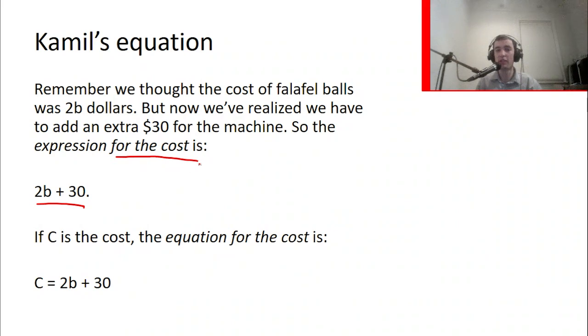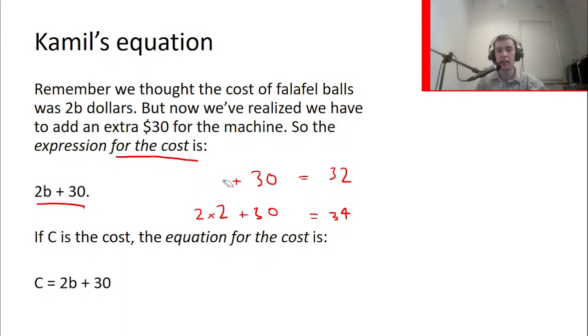So if there was one falafel ball, it would be 2 times 1 plus 30. That's for if B is 1, if there's one falafel ball, this is how much it costs. And that ends up being 2 plus 30, which is 32. If there's 2 falafel balls, B is 2, so it's 2 times 2 plus 30. And that equals 34. So you can see how this works, hopefully.